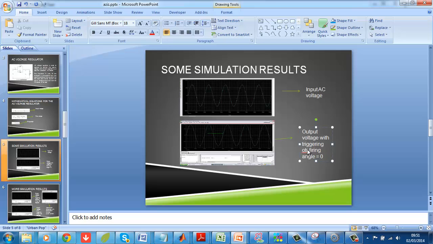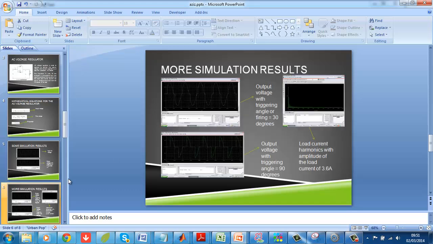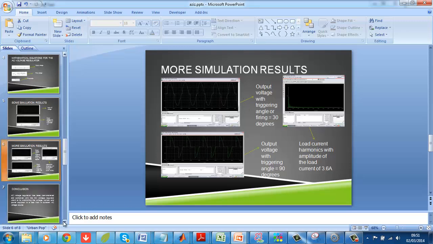That means the firing angle is a property of the thyristor. And then this is the output voltage for different firing angles. When the firing angle is 30, this is the output voltage. When the firing angle is 90, this is the output voltage. This is the harmonics. And from the simulation, we see that the output voltage depends on the firing angle.